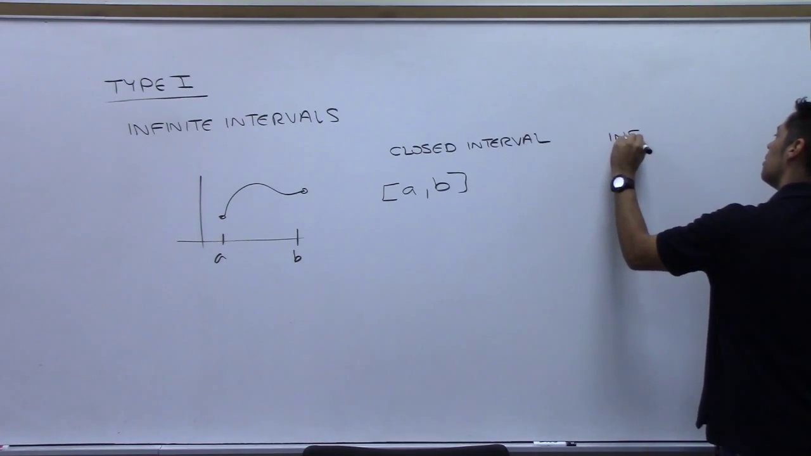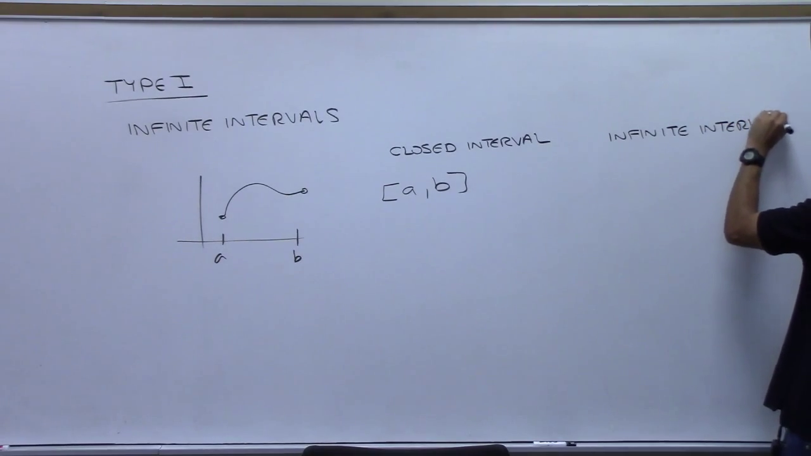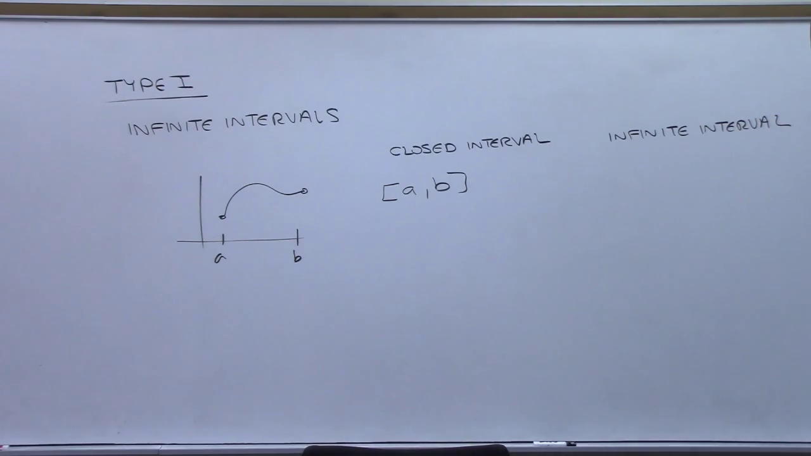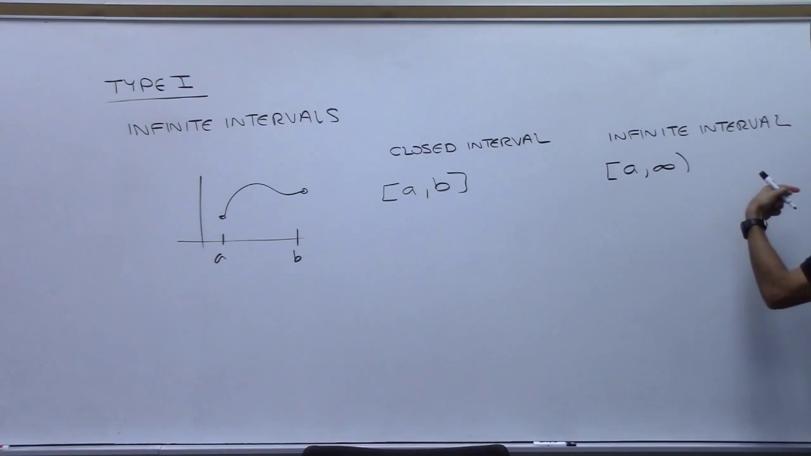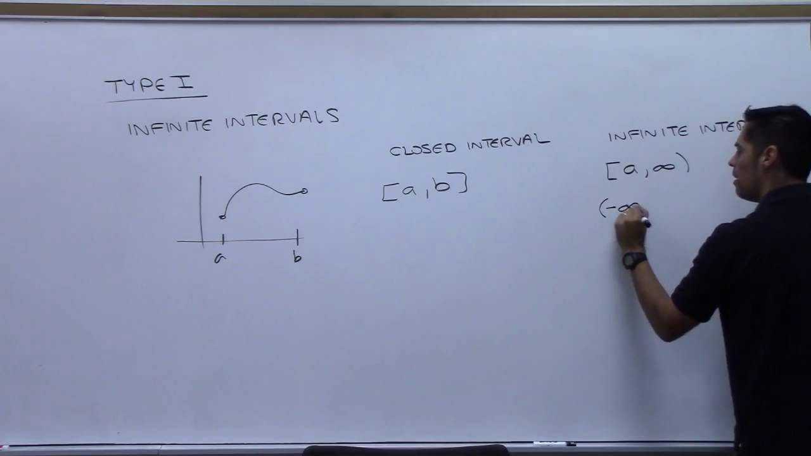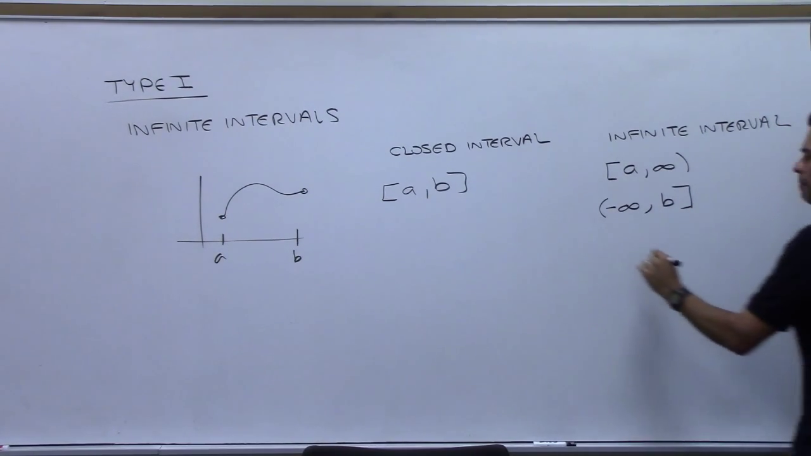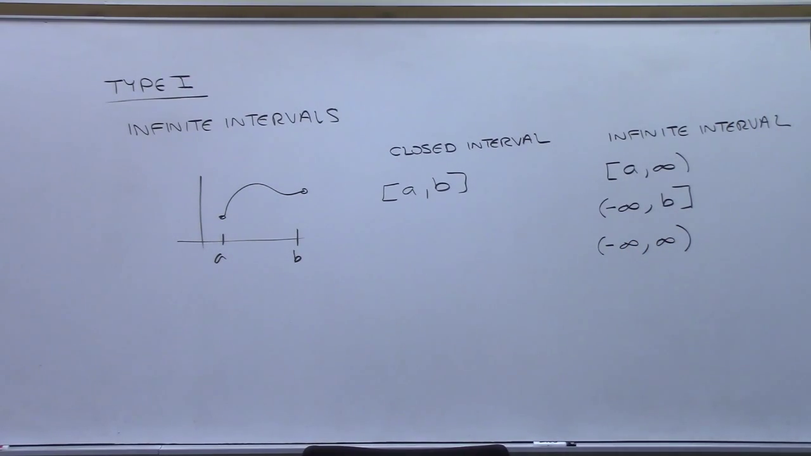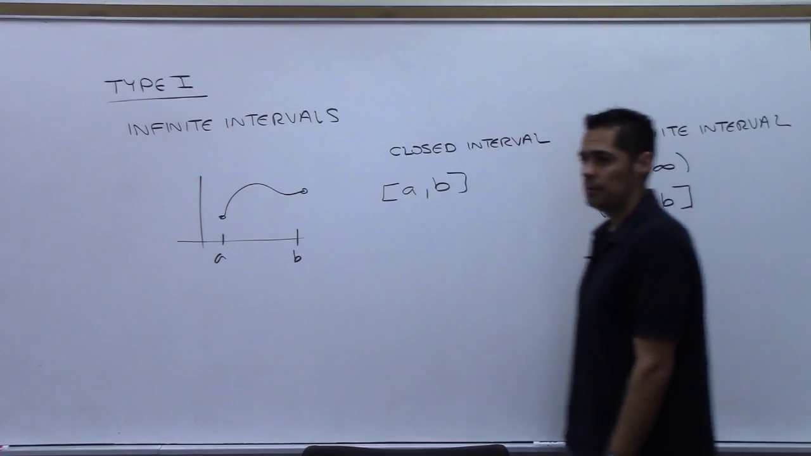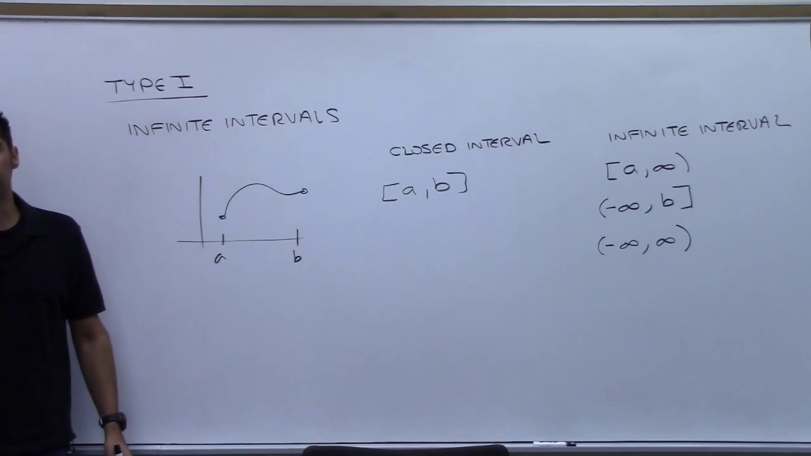If I have an infinite interval, what I need are one of the endpoints, at least one of the endpoints to never stop. So I can go from A forever to the right, or I can go to the left forever and stop at some point, which I will call B. Or I can go out both directions forever, which would be that situation. Okay, those are the three types of infinite intervals that we can have.